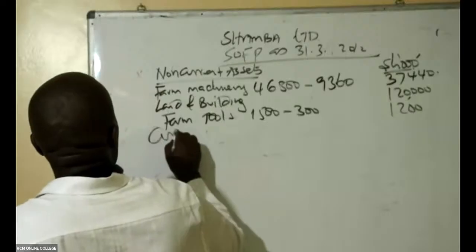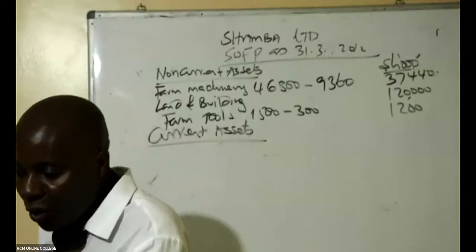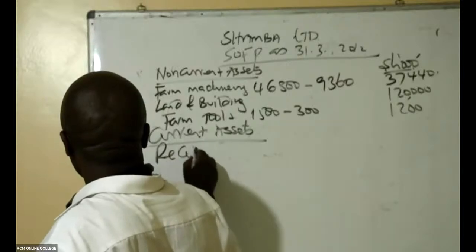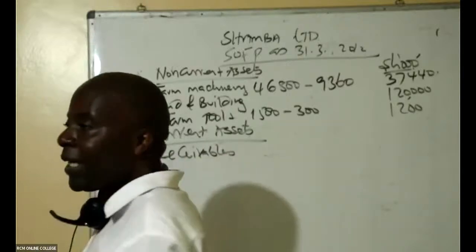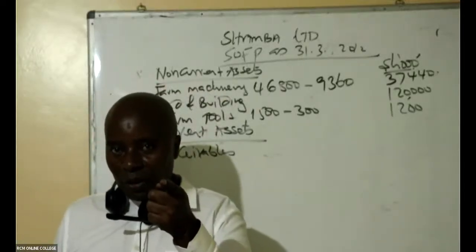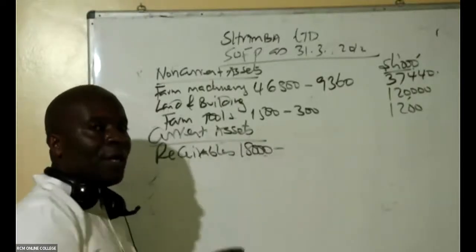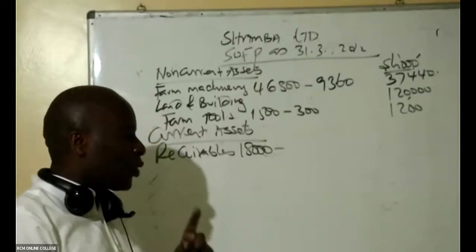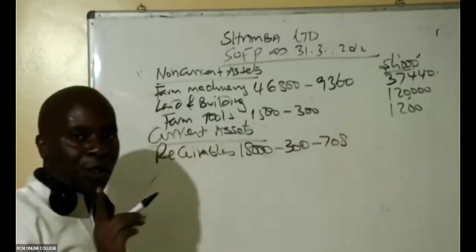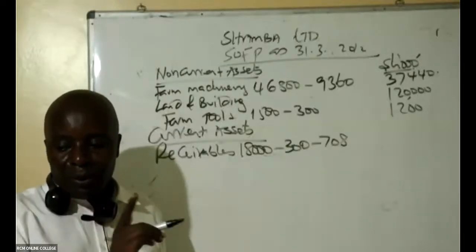So now here we have current assets. What do we have? If you look at your question very well, we have receivables. For the years that I've been marking these things, I can assure you not many students will get receivables very well. Remember receivables, we have 18,000 now. But don't forget that we had specific bad debts of 300. And then if you remember, we had general provisions of 708.